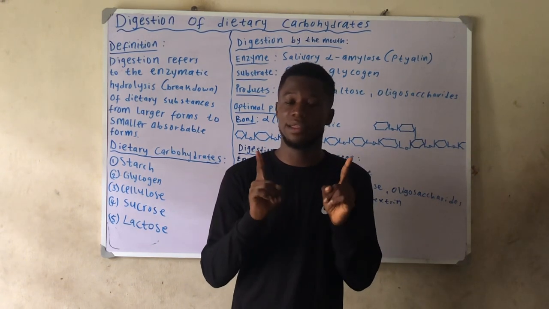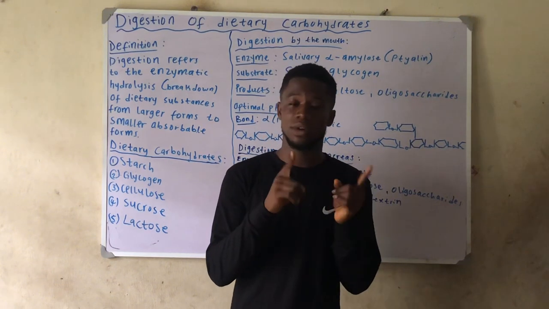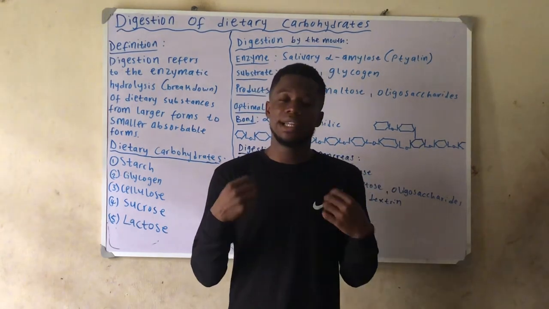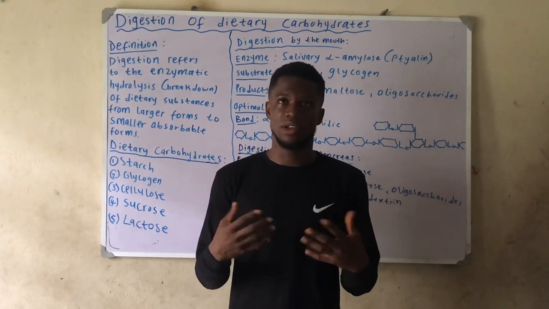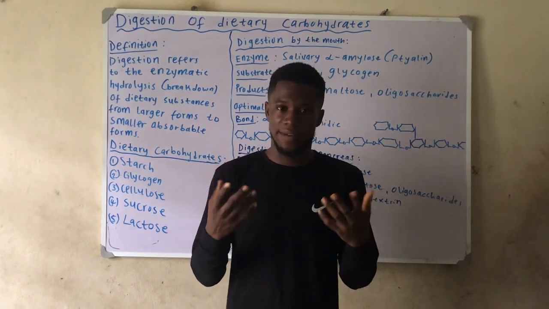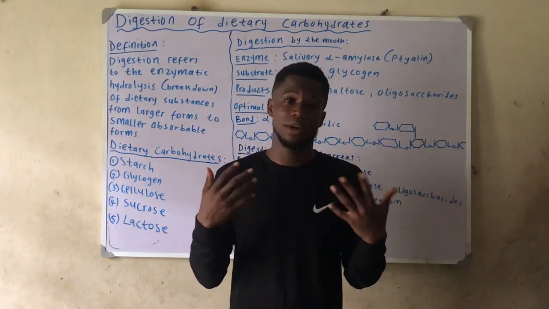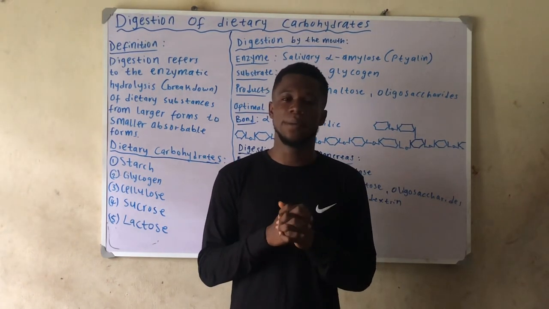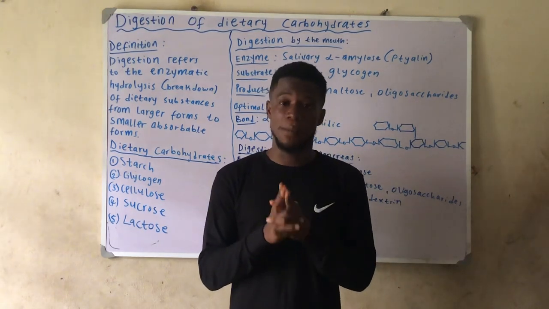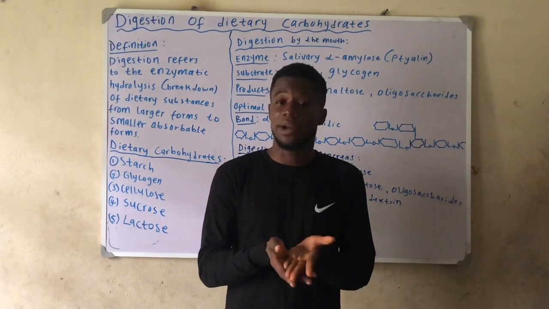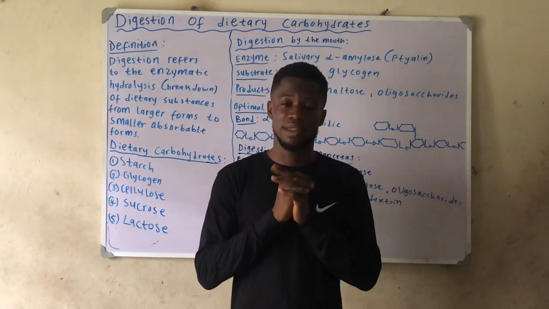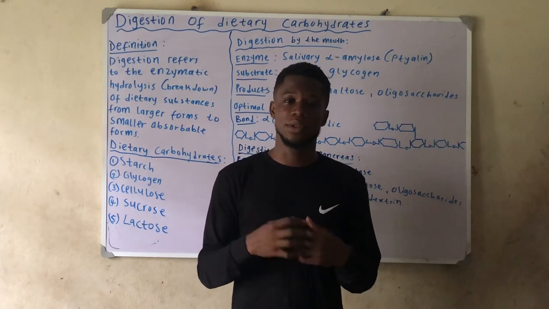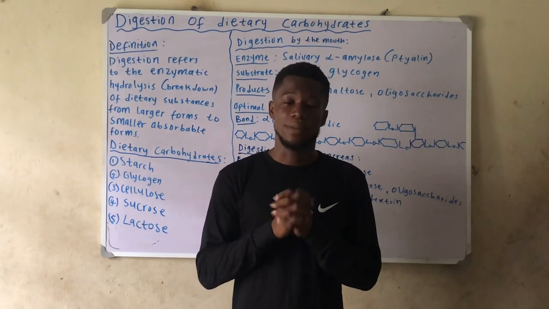Enzymes are specific in their action. One enzyme for carbohydrates will not digest protein or lipids. The enzymes that digest carbohydrates come from three places. One is the mouth: the salivary glands secrete saliva, which contains an enzyme that can digest carbohydrates. The next place is the small intestine, where the pancreas secretes an enzyme called pancreatic alpha amylase. Then your intestinal mucosa can also secrete some enzymes that digest carbohydrates.